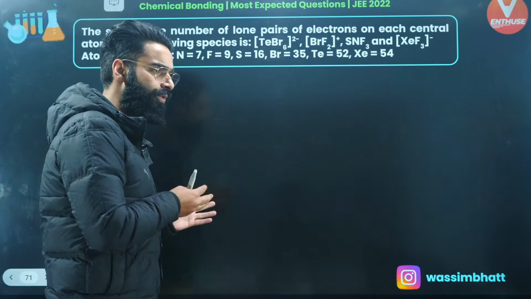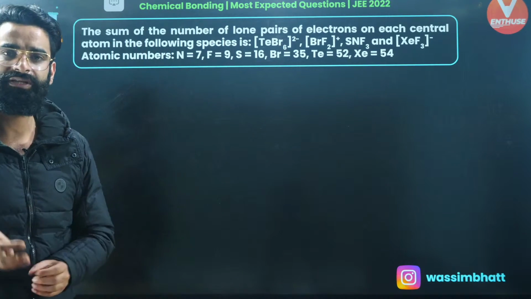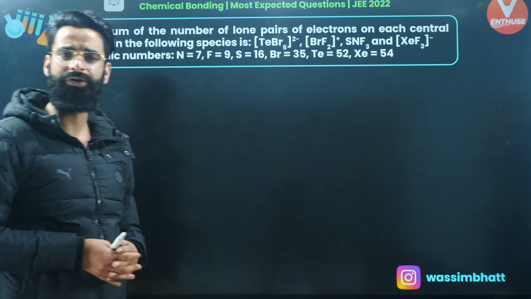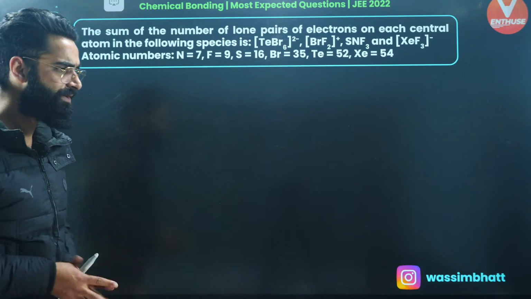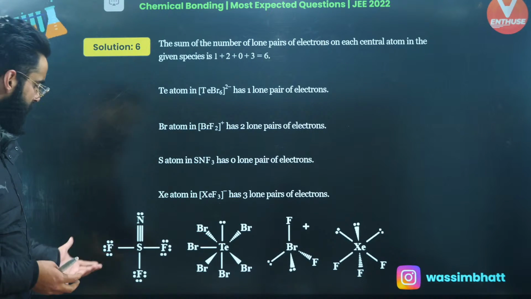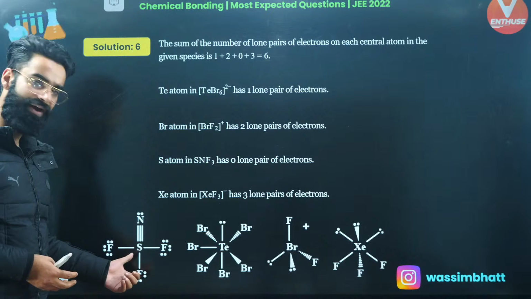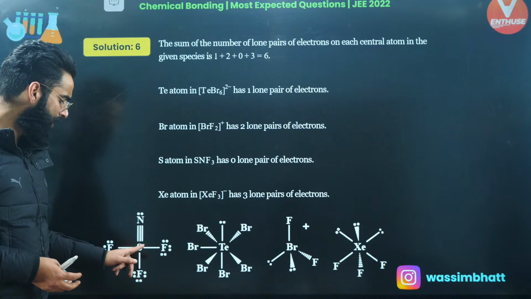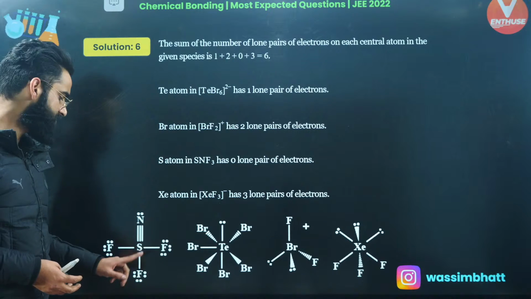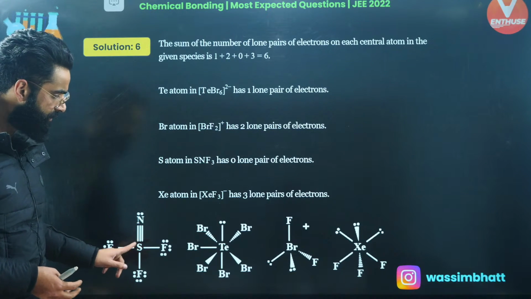And I've already shown you how to calculate the lone pairs on the central atom as well. Perfect. And I'm sure you can solve this question again on your own. Or if you just remember the structures, their structures are like this. Have a look. This is your SNF3, right? Sulfur has used all its 6 valence electrons to form 6 bonds over here. So there is no lone pair on sulfur, right?